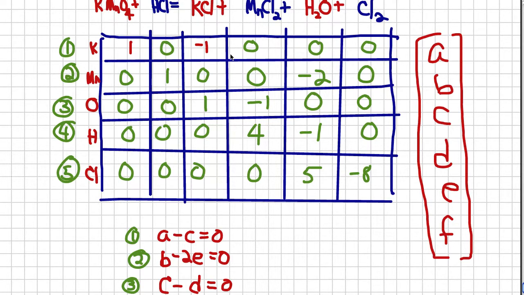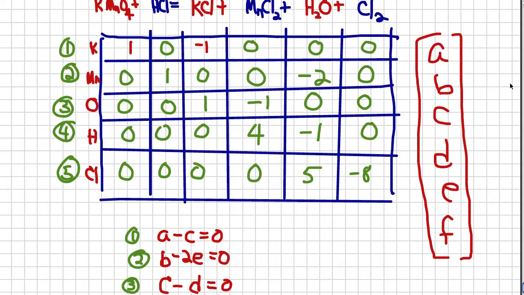Now, how I interpret this matrix is I have 1 times A is A, minus 1 times C. And if you remember, although I didn't write it down in the beginning, this is all equal to 0.